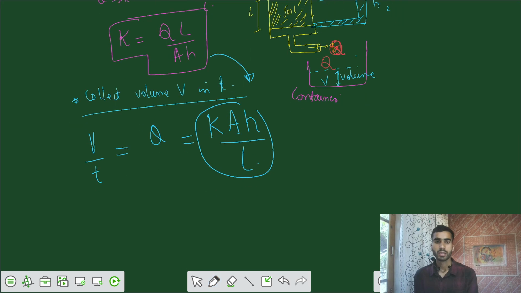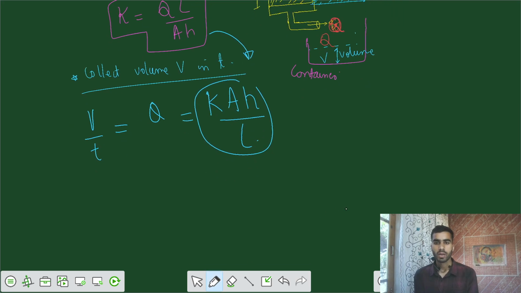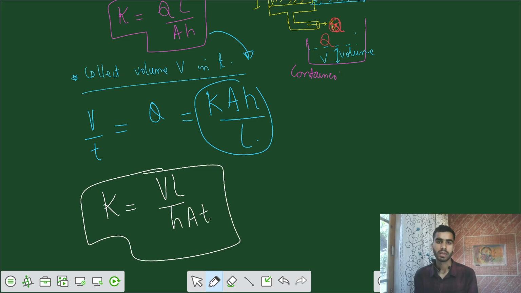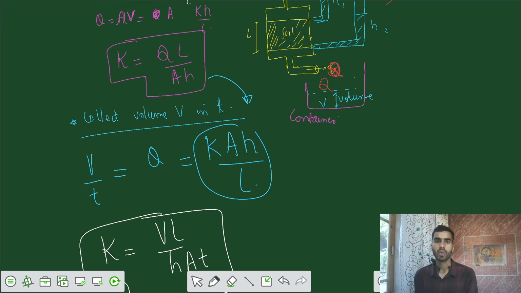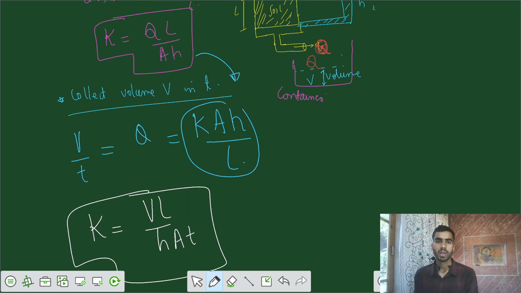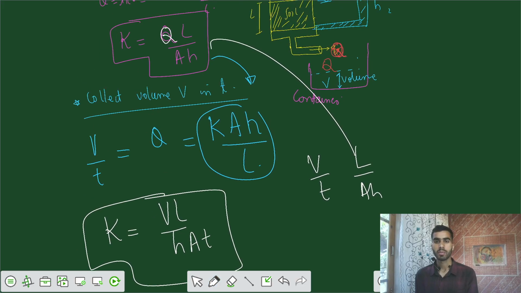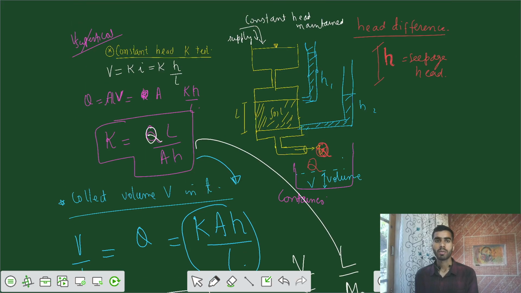So your value of K can also be solved in this way, that we are having VL by Aht. So that's one more way we can write it. Or we can write QL by AH. In this way we substitute the value of Q as volume by time, and then we have VL by Aht. So that's the equation for your coefficient of permeability for your constant head permeability test.